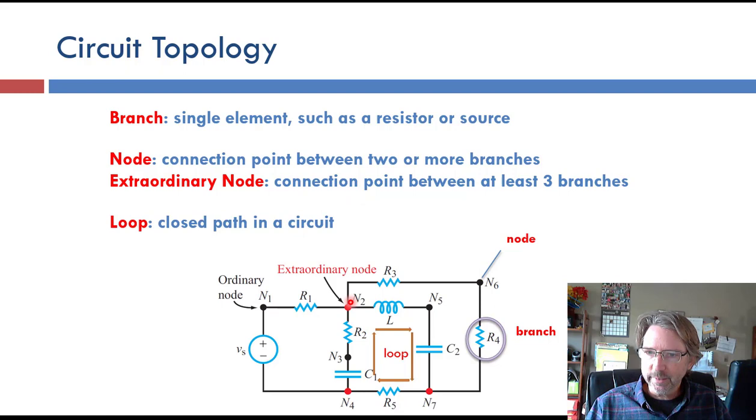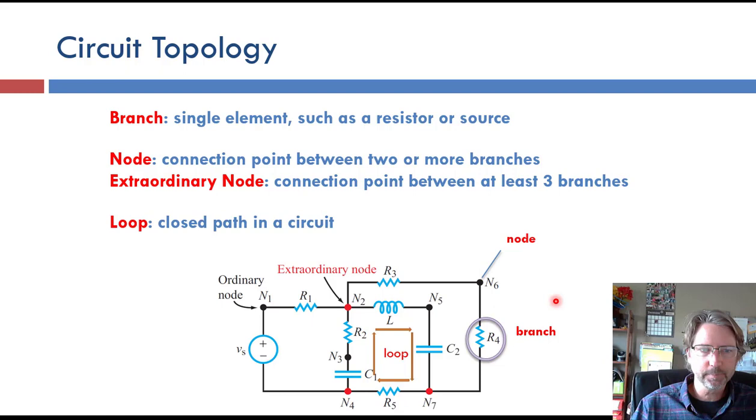A loop is a closed path. So a path is a series of branches. And so loops are another part of the analysis. We have to see the loops. So node is a really important one. Loops define meshes, and that's another really important one. And we'll see this as we go along. It's just important to start getting it right in the beginning.